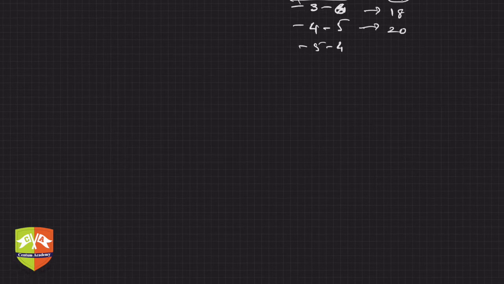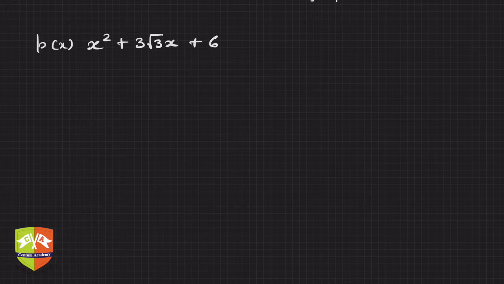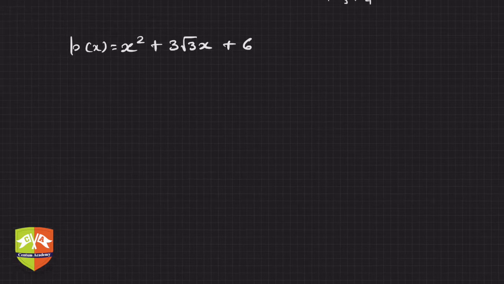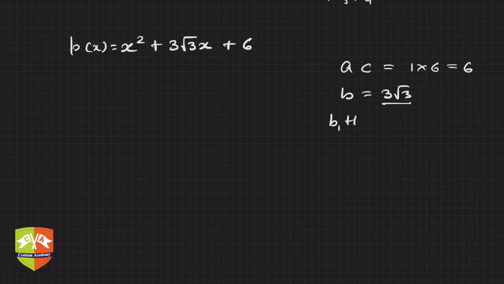Now the problem arises when it is of the form x square plus 3 root 3x. Now radicals are being deployed, and this is px. I'm saying px is equal to x square plus 3 root 3x plus 6. Now again, the same thing happens here. So what is ac? If you see, a into c is 1 into 6, that is 6. Now I have to split. B is 3 root 3. So 3 root 3 has to be split into two parts such that the product is 6, right? I'm saying b1 plus b2 is 3 root 3 and b1 b2 is 6, correct?